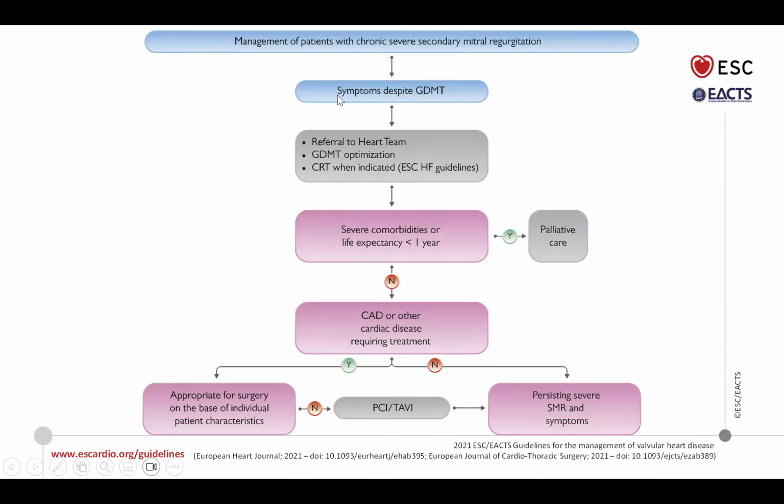Now for secondary, we give them GDMT. If they don't do well, we refer them to the heart team, optimize GDMT, and give them CRT if needed. Remember, during the earlier part of the presentation, we said if they develop complete LBBB or something else that worsens LV function, it also worsens the coordinated contraction of the papillaries and the coaptation of the leaflets. So we ask if we expect that they would survive, so there's room for palliative care in the ESC guideline. If they won't survive, give them palliative care. If they will and they have coronary artery disease, we could consider surgery.